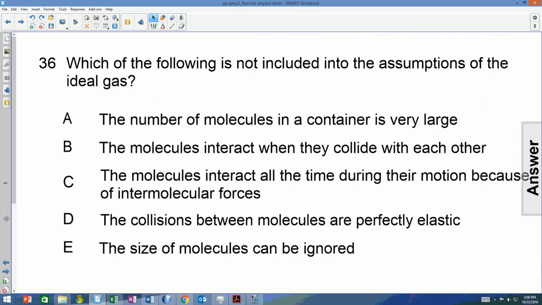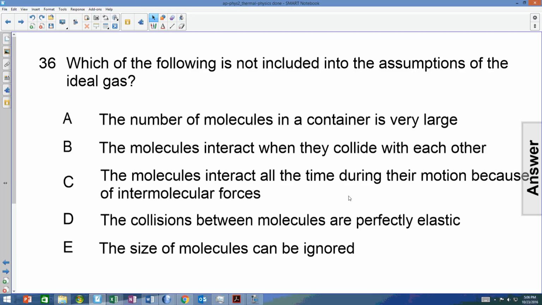Which of the following is not included in the assumptions of the ideal gas model? A. The number of molecules in a container is very large. B. The molecules interact when they collide with each other. C. The molecules interact all the time during their motion because of intermolecular forces. D. The collisions between molecules are perfectly elastic. E. The size of the molecules can be ignored.